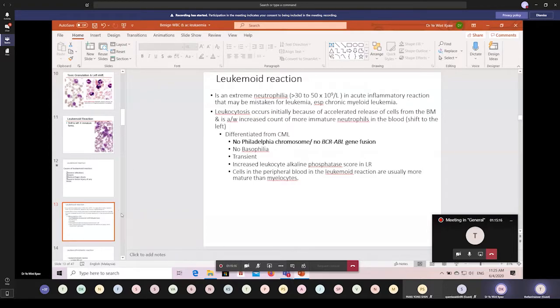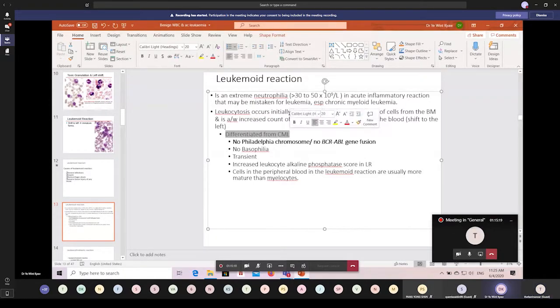So this you can differentiate. How to differentiate CML and leukemoid reaction? These are the features. No basophilia, no Philadelphia chromosome. Philadelphia chromosome is present in chronic myeloid leukemia. Basophilia is present in chronic myeloid leukemia. The leukemoid reaction is a transient reaction only. CML is chronic myeloid leukemia, it is not transient, it's long duration. And there is an increase in leukocyte alkaline phosphatase score in leukemoid reaction.